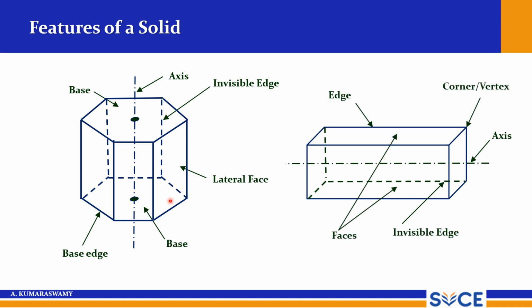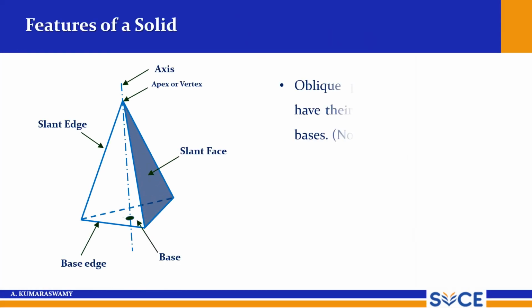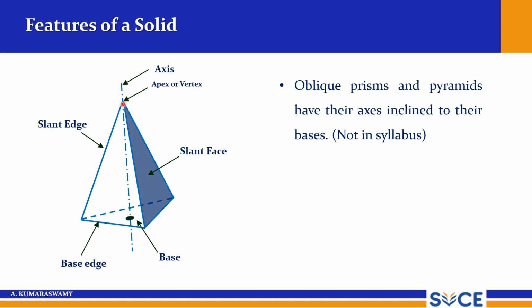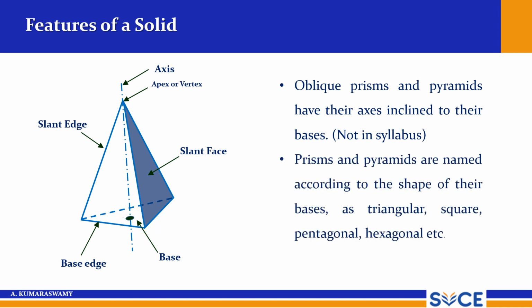The axis passes through the center of the bases, and these are the faces, right? And these are the invisible edges, dotted lines. These are the corners, and for the pyramid you have the apex and you have the axis. This is the slant face. The slant face is obviously an isosceles triangle, and this is the base edge, and you have invisible edges here too. So invisible edges here we are going to represent with dotted lines.